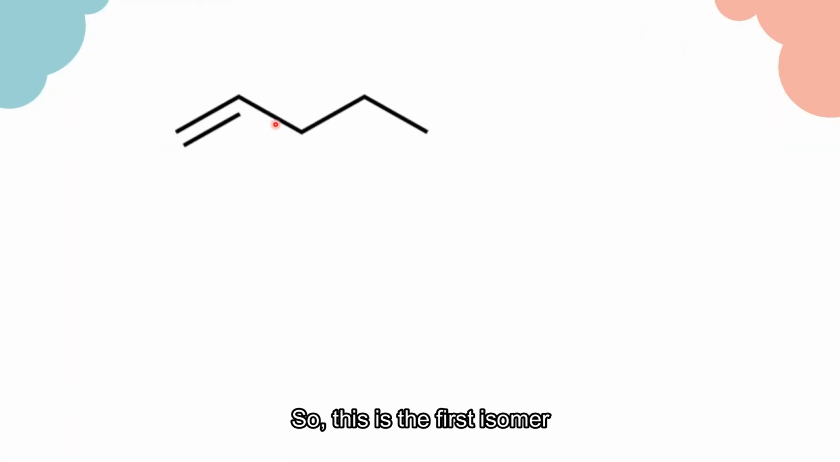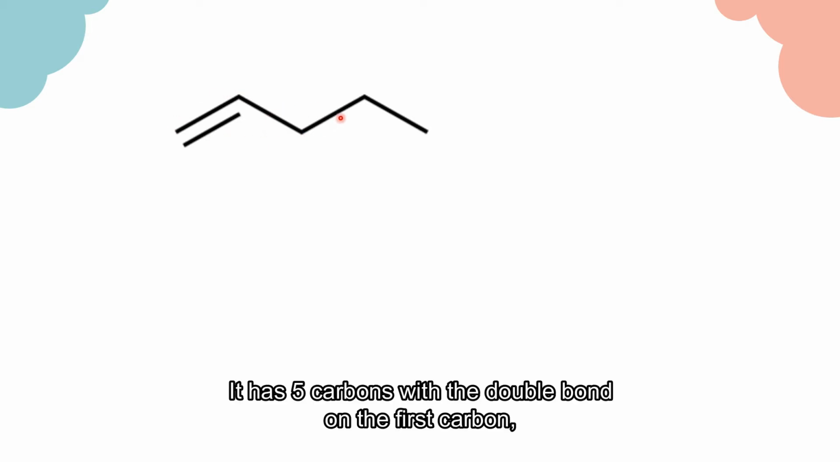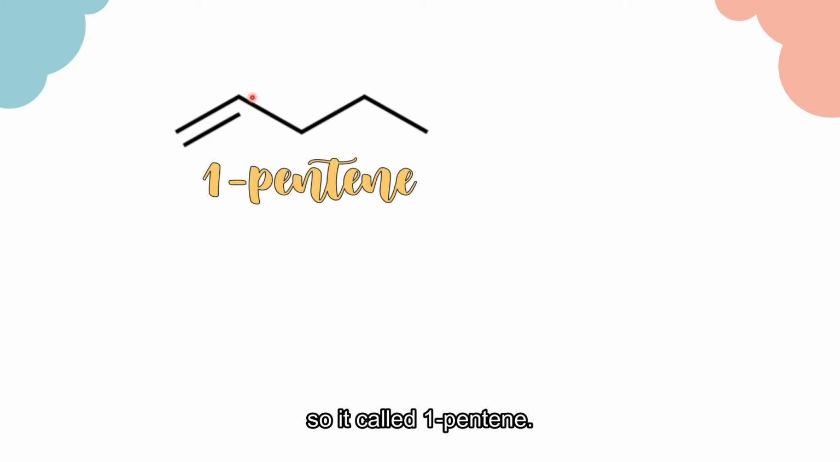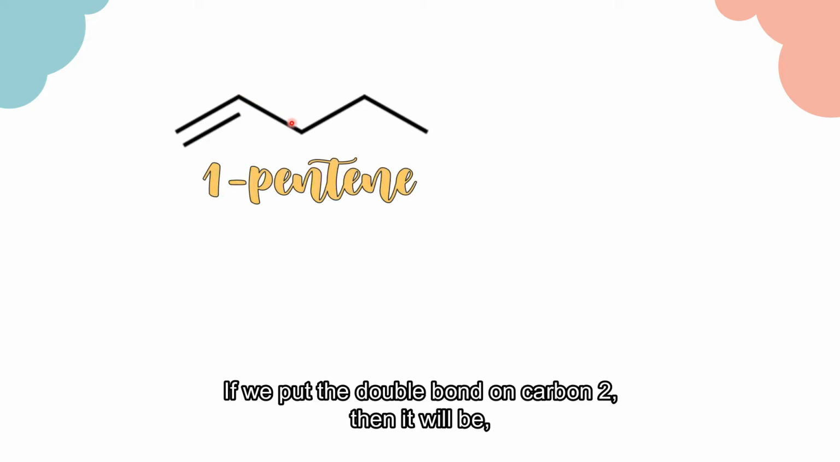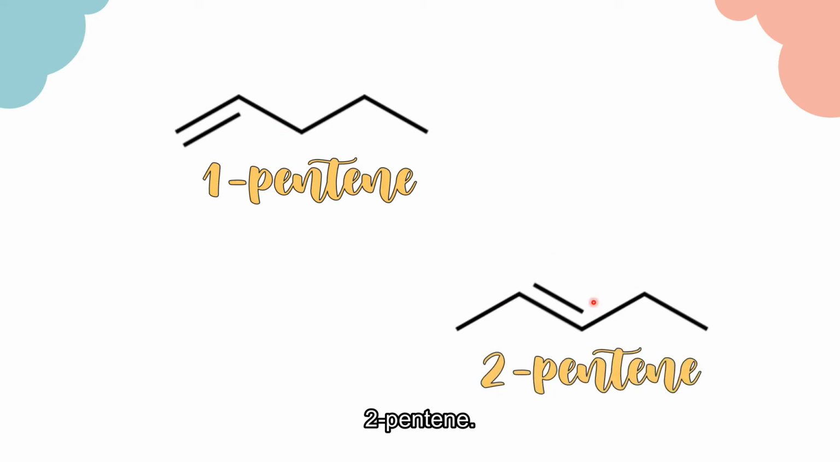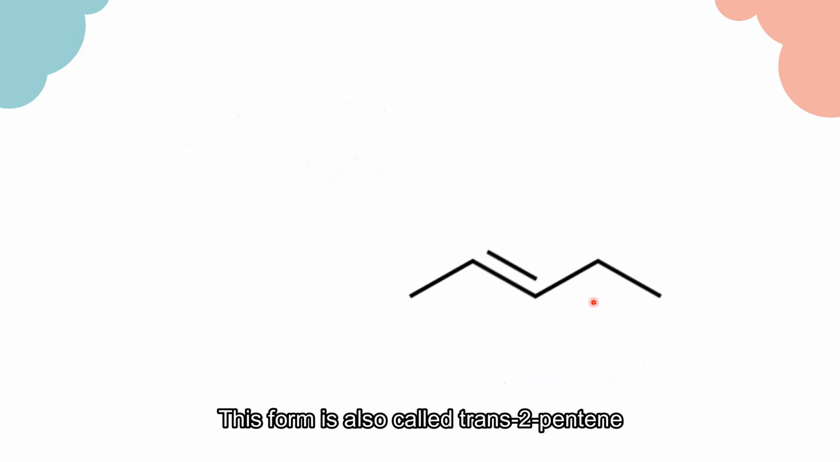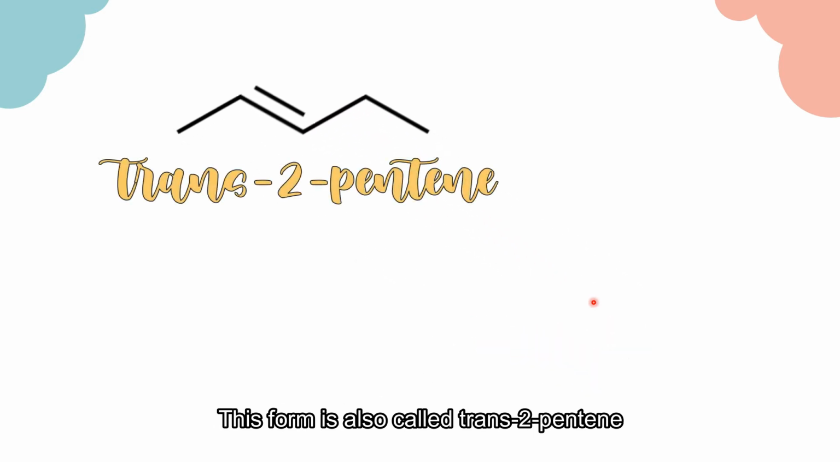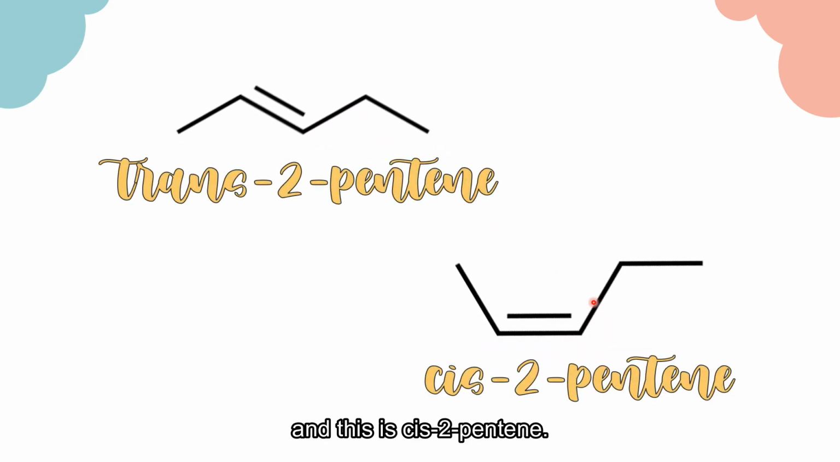So, this is the first isomer. It has 5 carbons with a double bond on the first carbon, so it's called 1-pentene. If we put the double bond on carbon 2, then it will be 2-pentene. This form is also called trans 2-pentene, and this is cis 2-pentene.